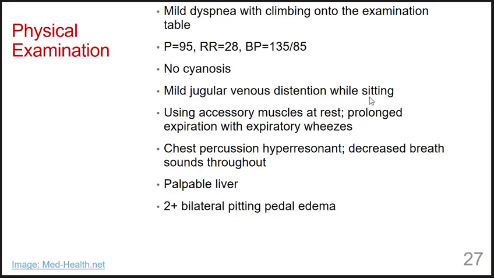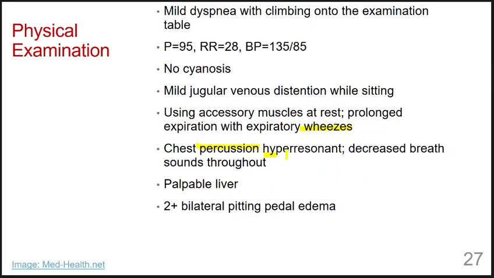Mild jugular venous distension was evident while sitting, and we talked about this concept in the heart failure lecture. When the right heart fails and blood backs up, it can back up into the venous system, both superior and inferior to the heart. And so that jugular venous distension does indicate that the right heart is not doing what it's supposed to do. This patient is using accessory muscles while at rest, so kind of working really hard when it comes to breathing, with this prolonged expiration because she can't get the air out that she wants to. And then there's that unifying sign, which is wheezing, when it comes to obstructive pulmonary disease.